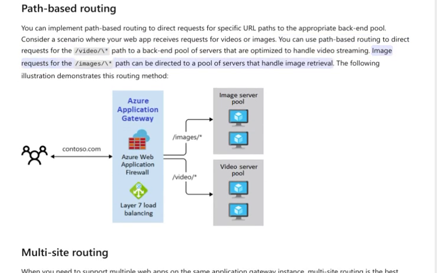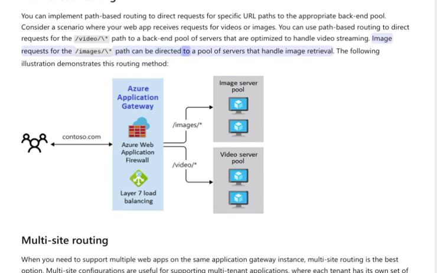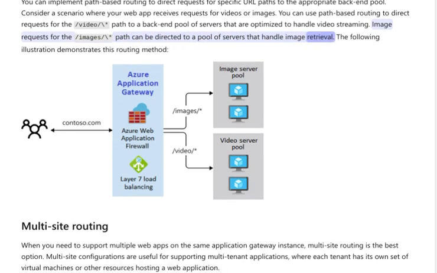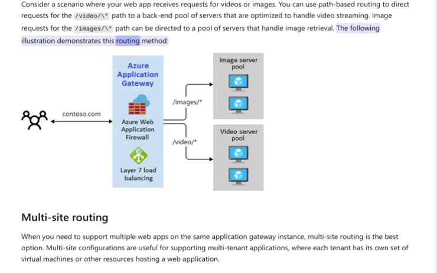Image requests for the /images/path can be directed to a pool of servers that handle image retrieval. The following illustration demonstrates this routing method.